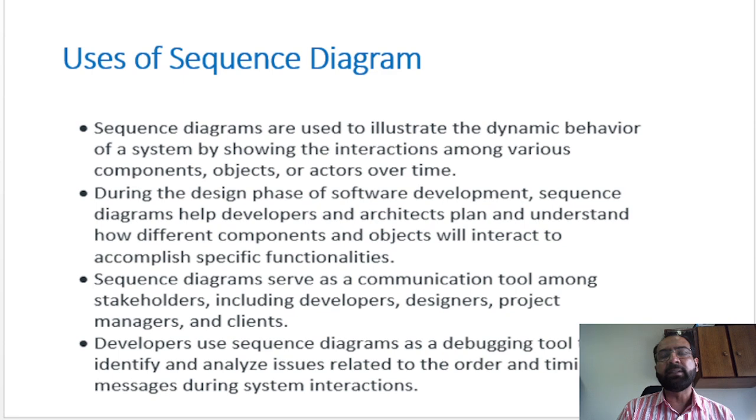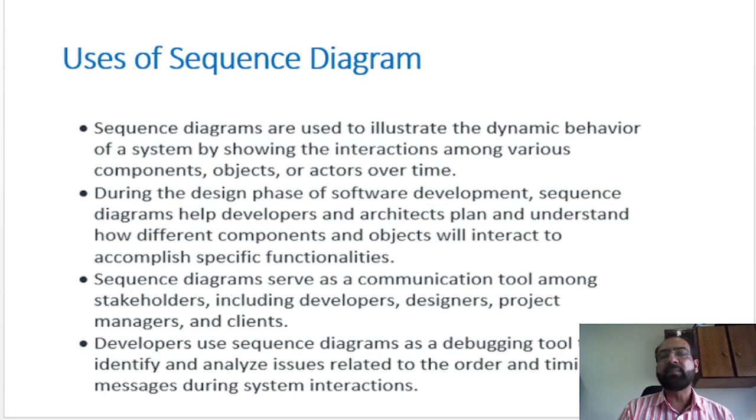So this gives us a good visual interpretation of the system, and it is very good for interpreting what is happening in that communication, finding out various behaviors among those objects, depicting the various operations and methods involved, and determining the responsibility of each object as well. During the design phase of the software development process, sequence diagrams help developers and architects plan and understand how different component objects will interact to accomplish specific functionalities, what their role is, which parameters are important, who will do what, who is responsible for what.